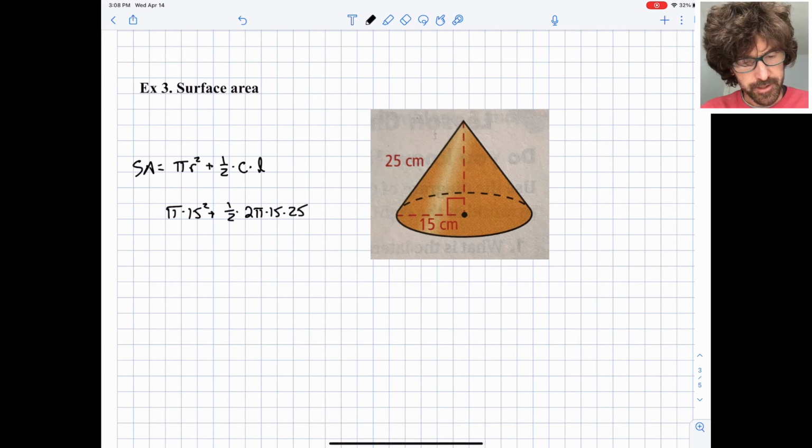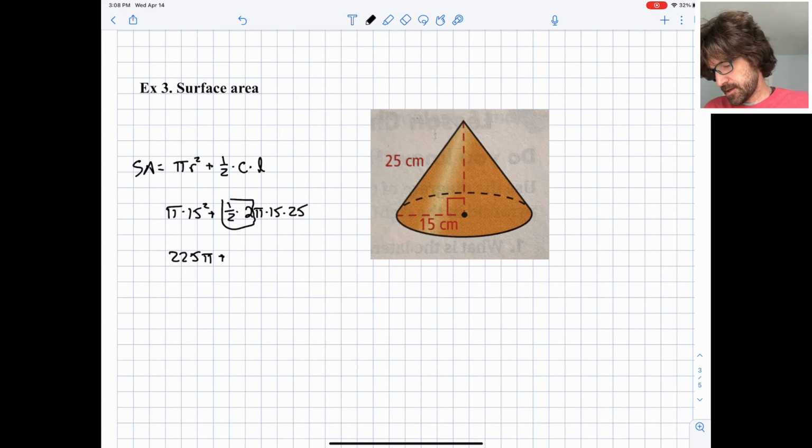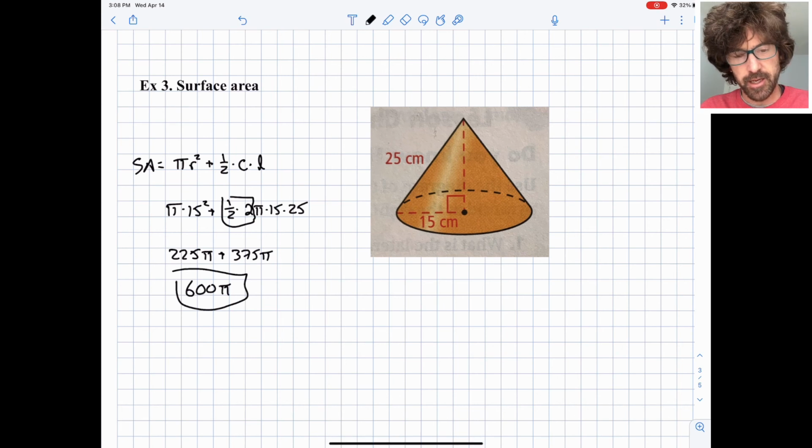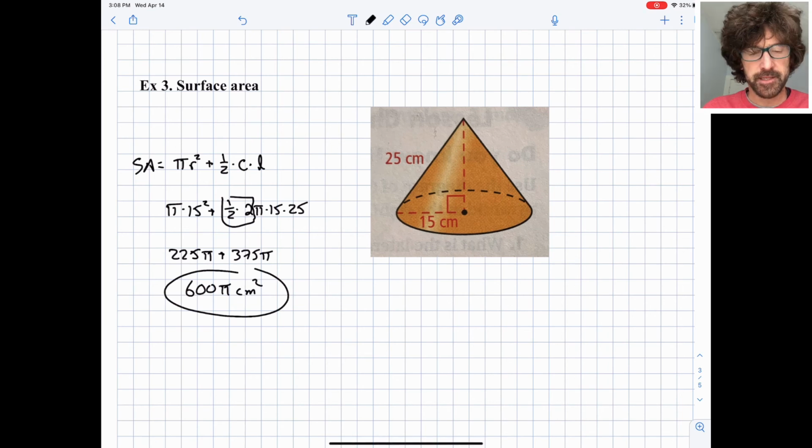So this turns into 225 pi plus, as I alluded to earlier, those cancel. 15 times 25 is 375. And then we can combine like terms. They're both being multiplied by pi. And so this turns into a nice round exact answer of 600 pi, and that's going to be in square centimeters. Yeah, that's the entire surface area of that cone.